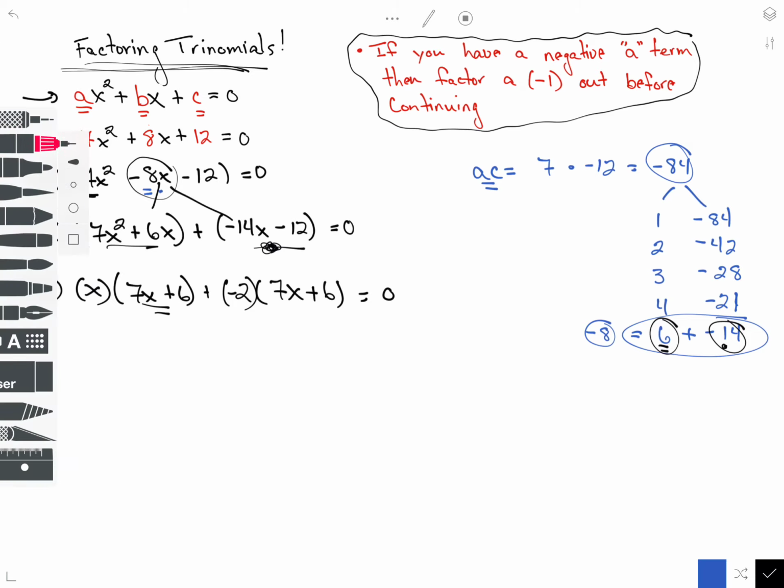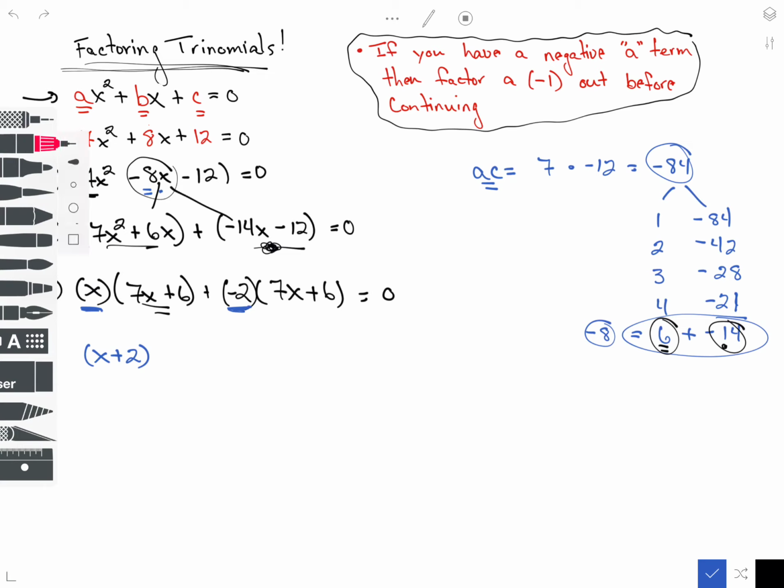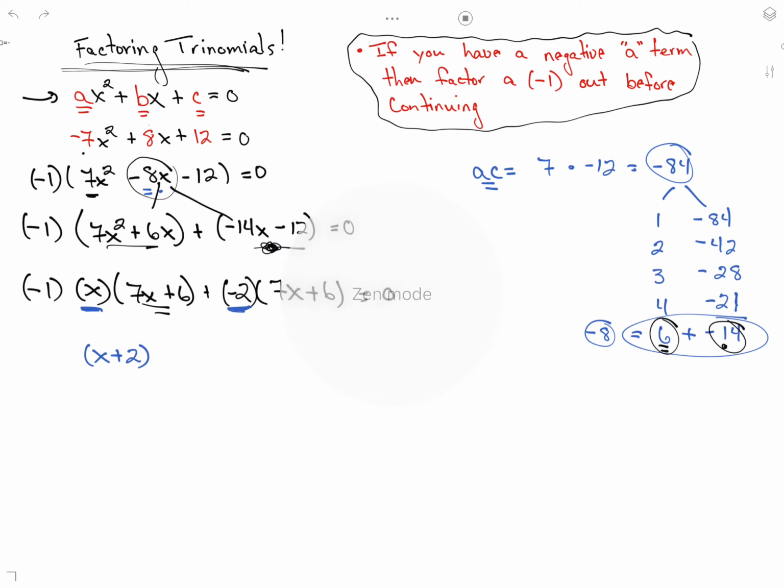At this point I have everything mostly factored. I just need to recombine it. This part here and this part here become their own set of parentheses, so I'll have an x plus 2 for that part. I also have a 7x plus 6 and a 7x plus 6 that become their own set of parentheses. And I should still have that -1 hanging out front. All of this is still equal to 0.